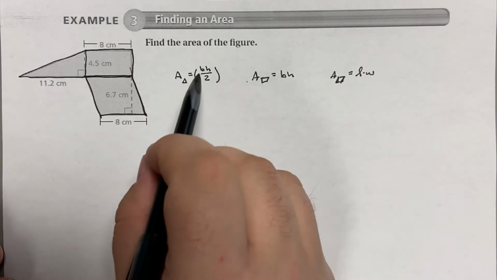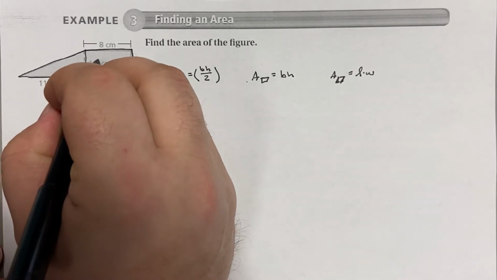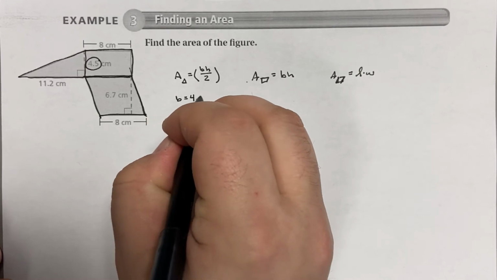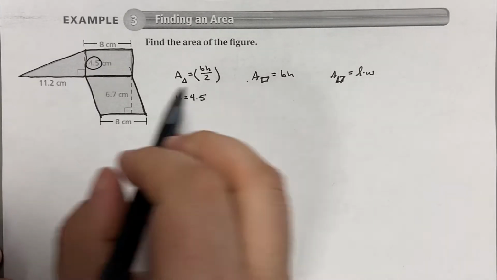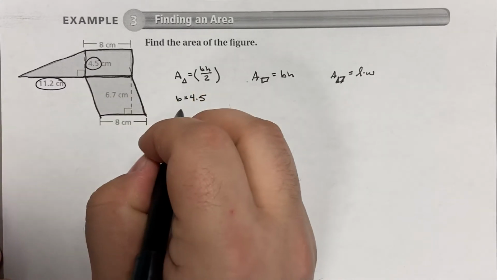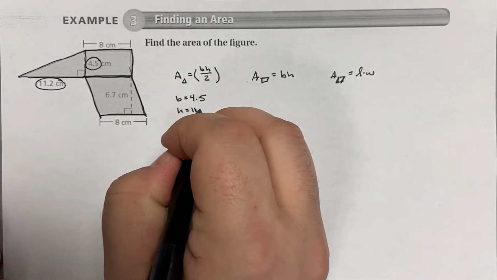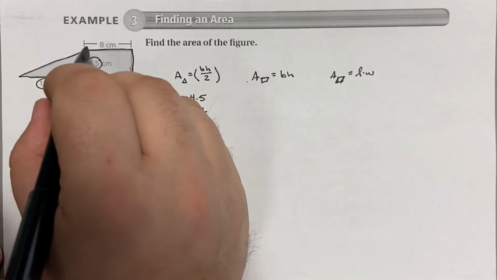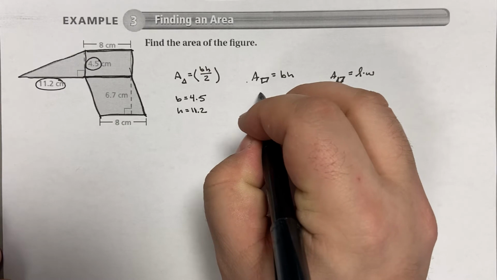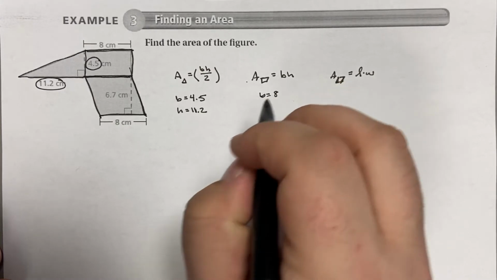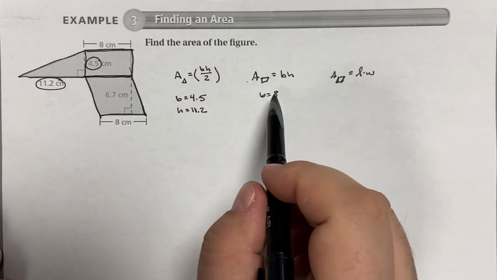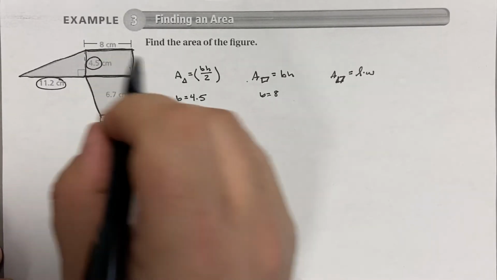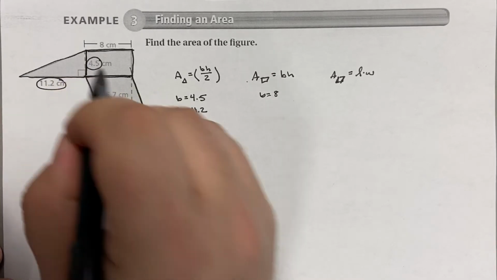Now, going back through, our base for our triangle is going to be 4.5. So base equals 4.5 because of this guy here. Its height is going to be 11.2. The base of our rectangle is going to be 8 centimeters. By the way, just so we're clear, it actually doesn't matter since we're multiplying which one is which. 4.5 is going to be our height of our rectangle.